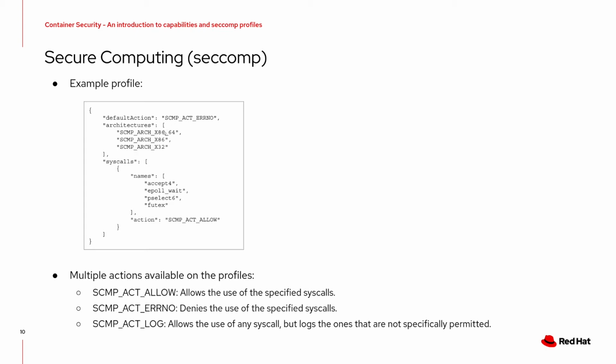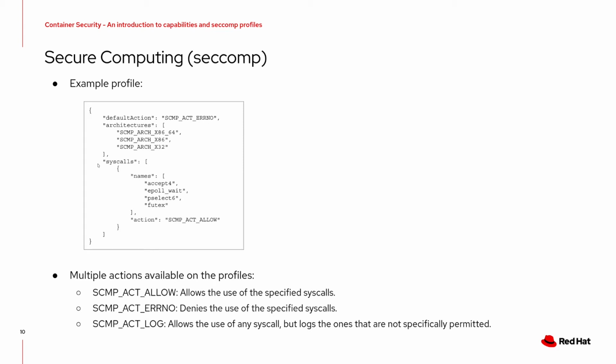Then we have the architectures, which are the architectures that our Seccomp profile is targeting. And then we have the list of syscalls. We can have different groups, groups of allowed or groups of denied. In this case, having groups of denied syscalls doesn't make much sense because we have them disabled by default. But we could set the default action to log, which means that if a syscall is not defined in our profile but it gets used, it will be logged into the system. That will help us, for example, to improve our Seccomp profiles.